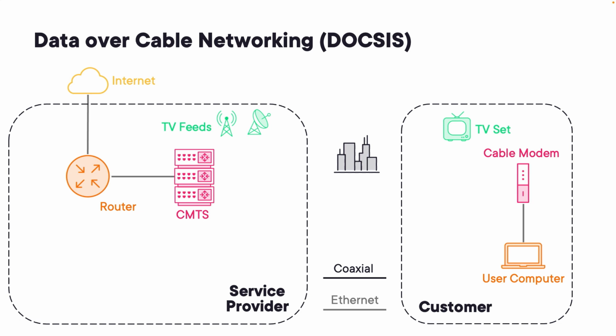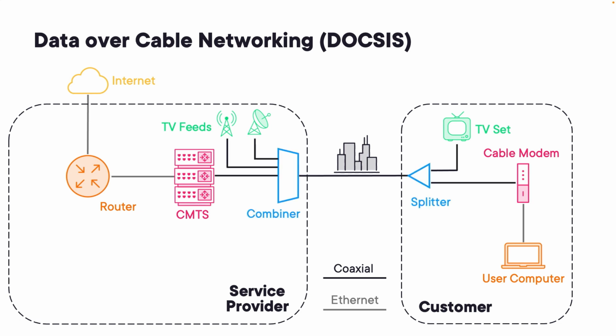The provider has TV feeds from multiple sources, such as satellite and broadcast, while the customer has a TV set. In summary, the carrier has multiple devices offering services that the customer wants to consume. The various input sources at the carrier feed into a combiner, allowing all the signals to pass over a single coaxial cable. The physical cabling is then distributed across the city and enters your home through a single point.